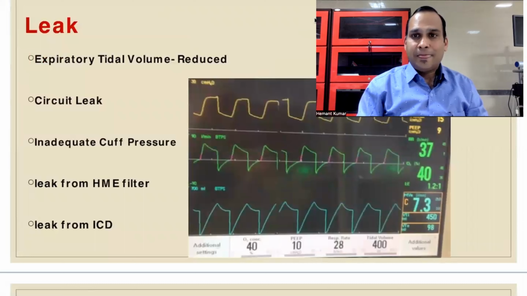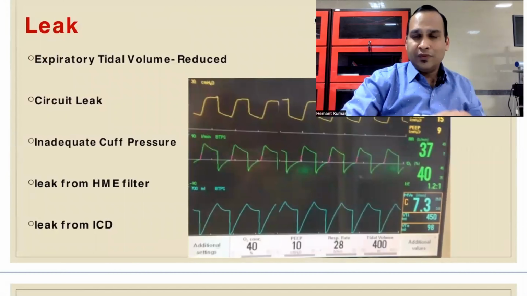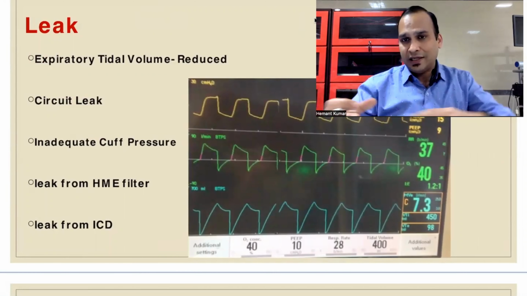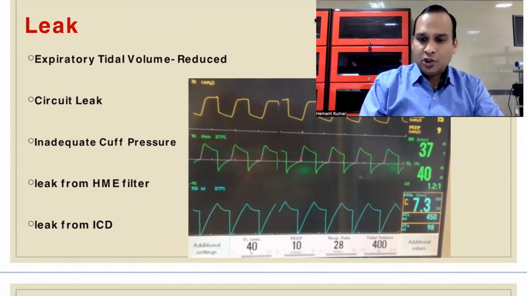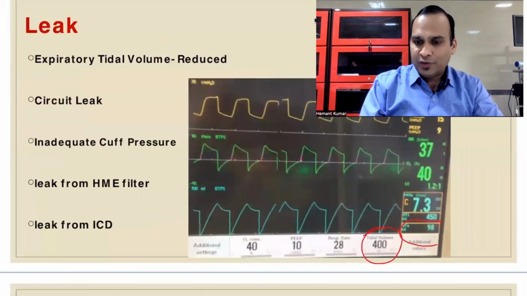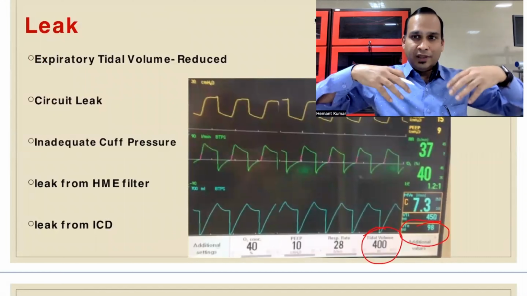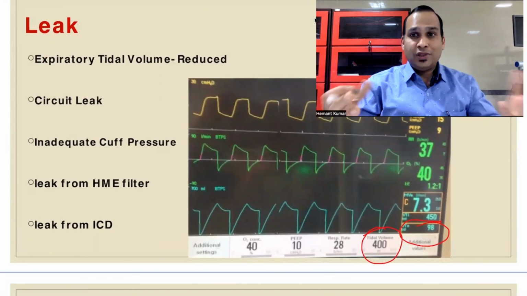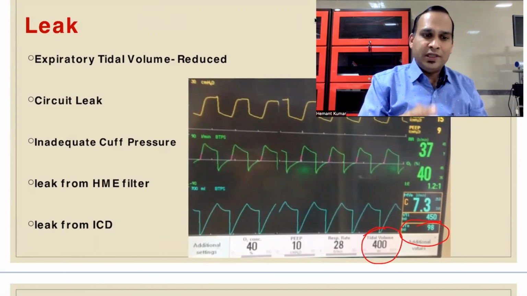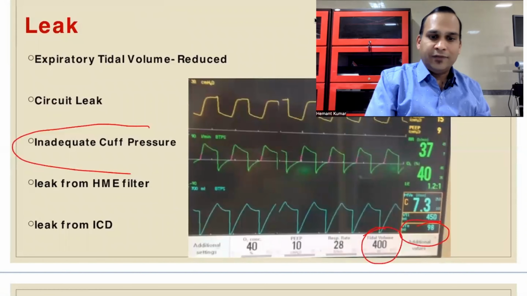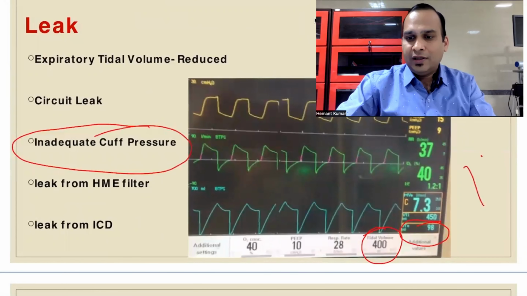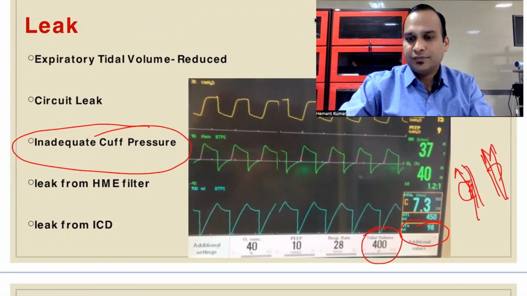Then what is leak? Leak is the difference between what you are giving and what the patient is getting out from the ventilator. So you are giving a tidal volume of 400 and expiratory tidal volume is 98. So it means there is leak. You are giving 400 but coming out as 98 ml only. The most common site for leak is inadequate cuff pressure. There is a cuff in the endotracheal tube. If there is leak, the air will leak out from the side.